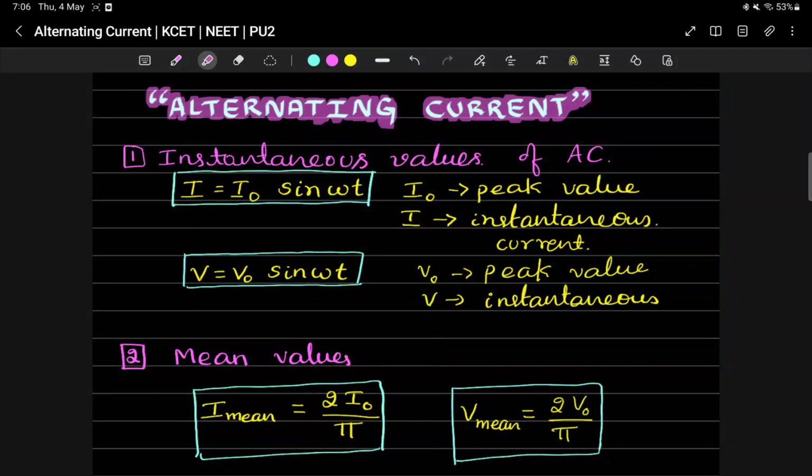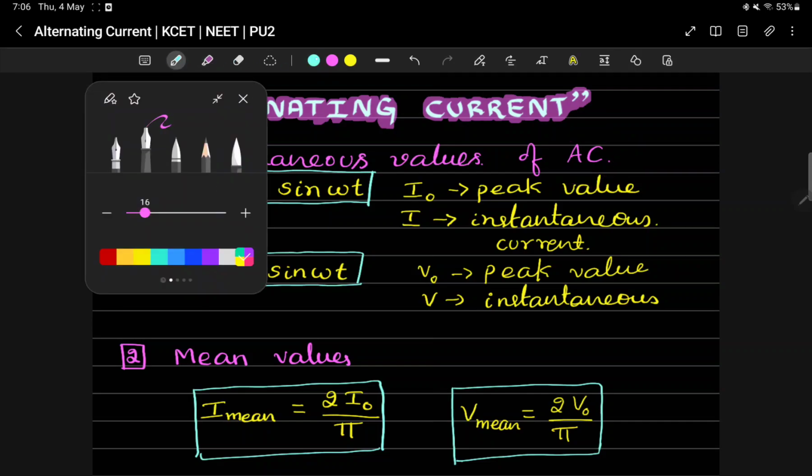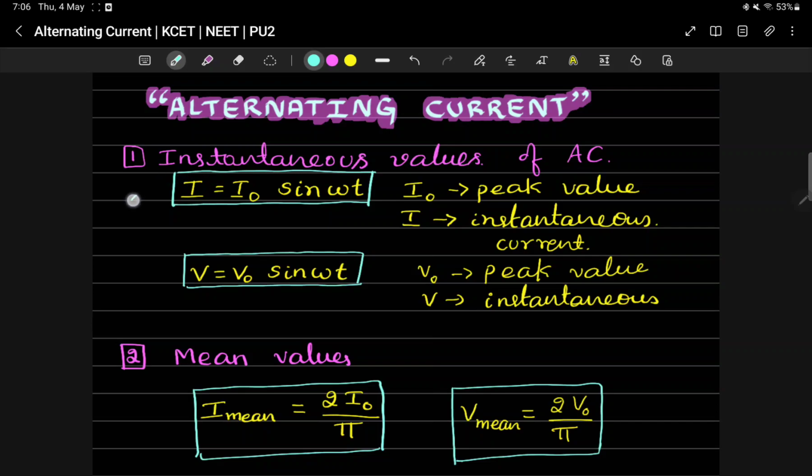In this video I am going to give a list of formulae for the chapter alternating current. First of all, we have the instantaneous values of current and voltage, especially of AC, alternating current or alternating voltage. Do remember that. Instantaneous current is given by I = I₀ sin ωt, and instantaneous voltage is V = V₀ sin ωt.